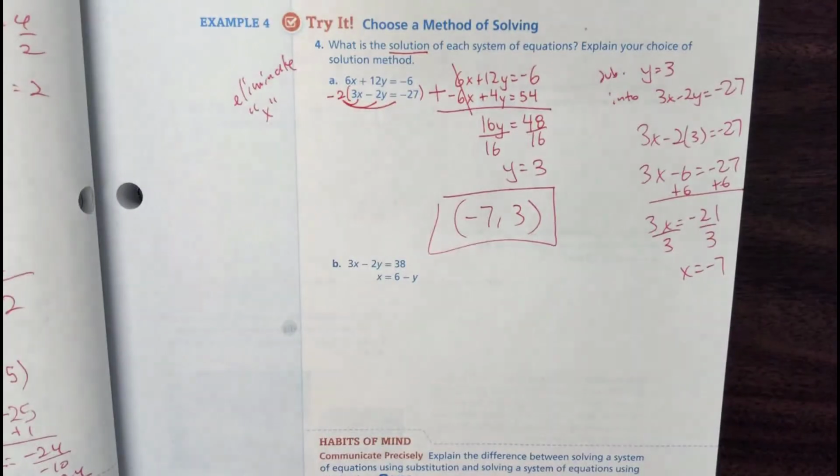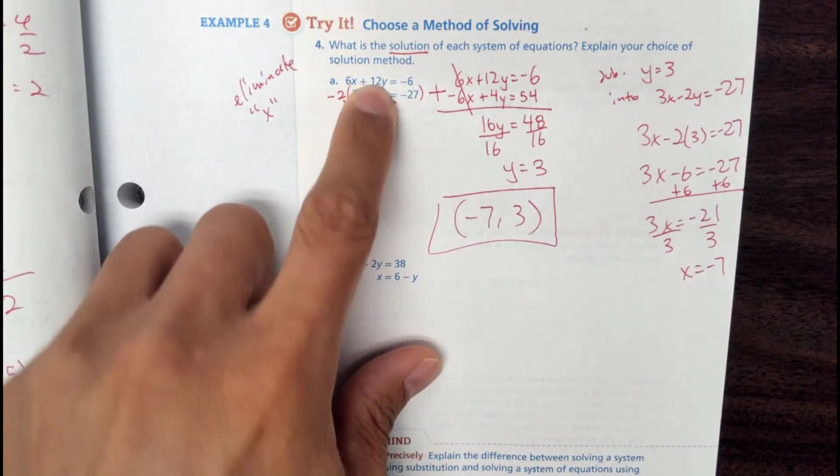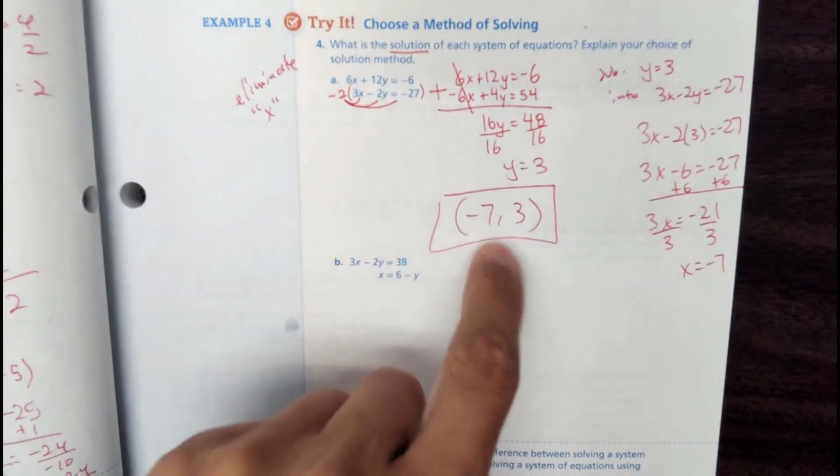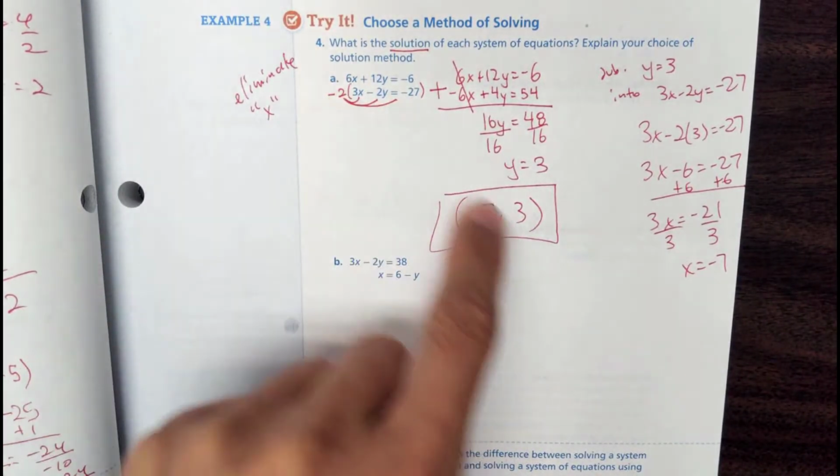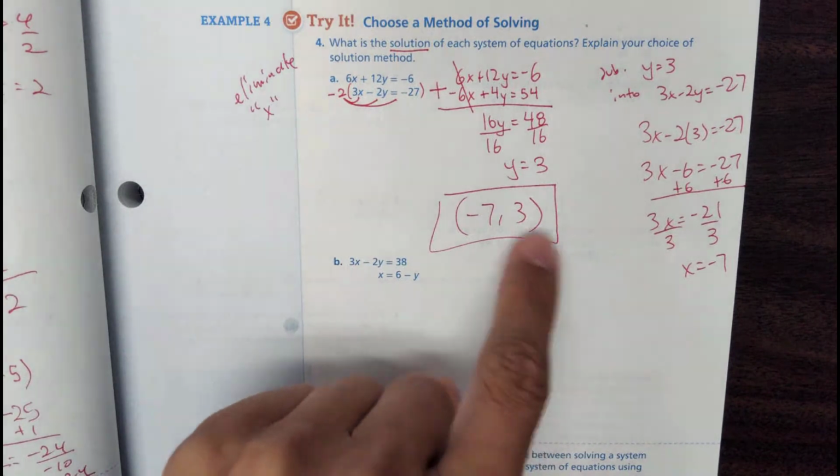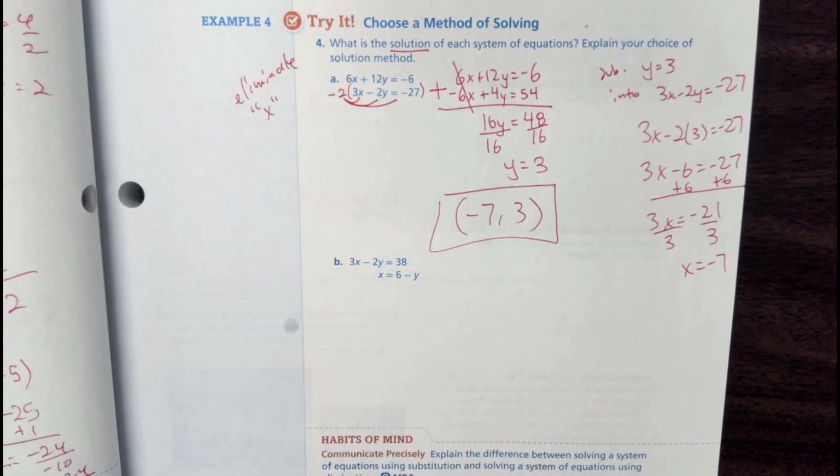Now, if you chose to eliminate y here, you're still going to end up with the same answer. So regardless of which variable you eliminate, the solution should be the same, negative 7 comma 3.